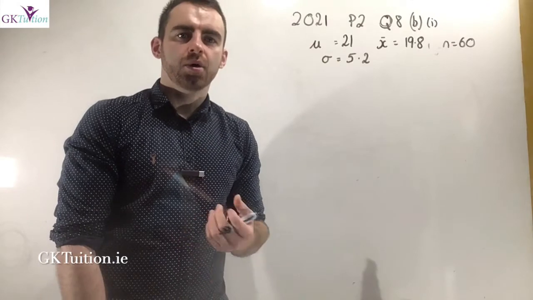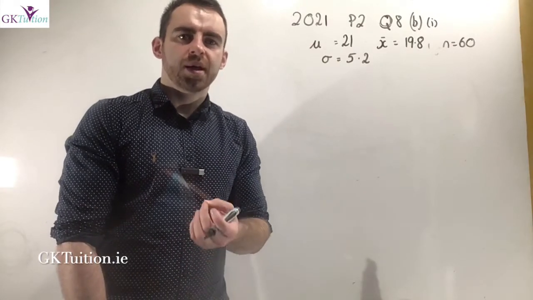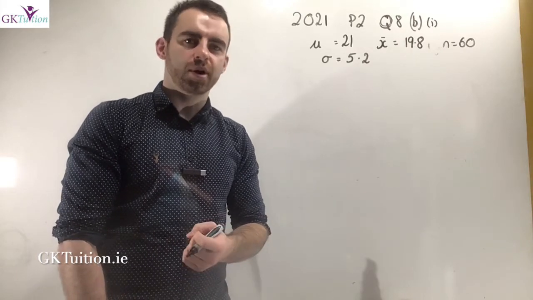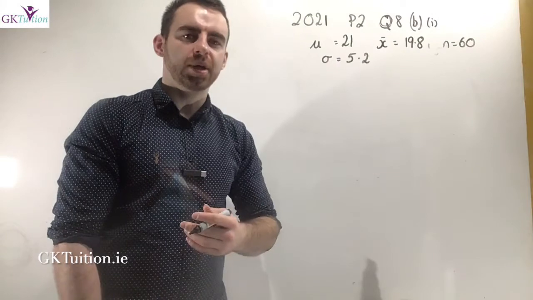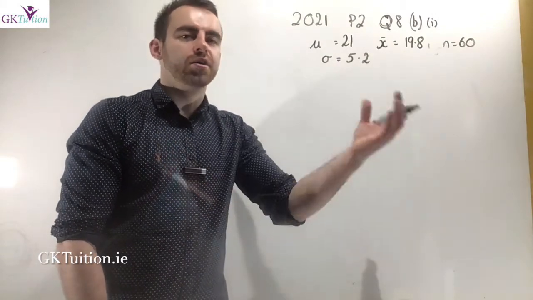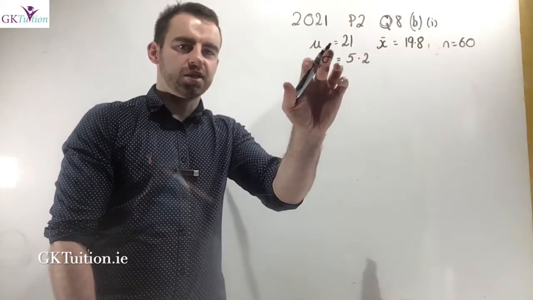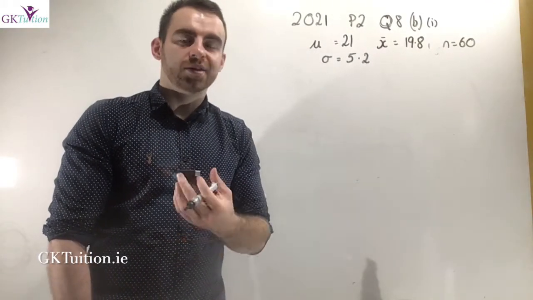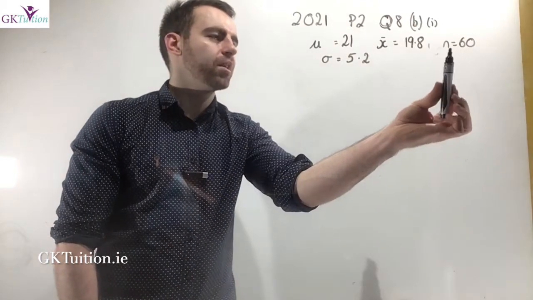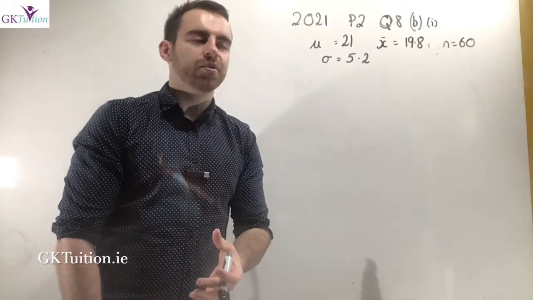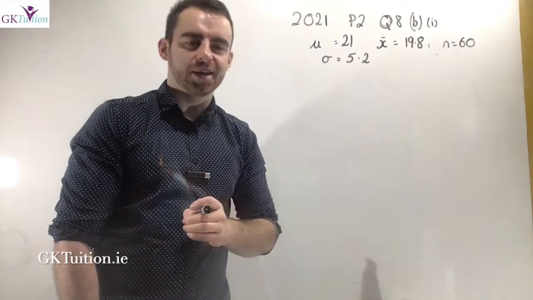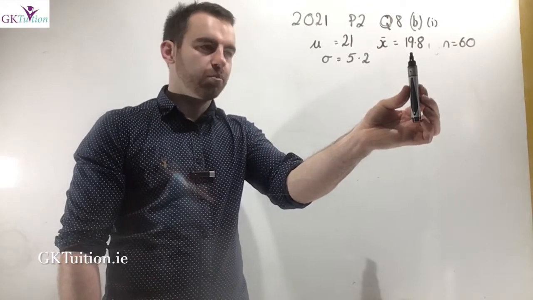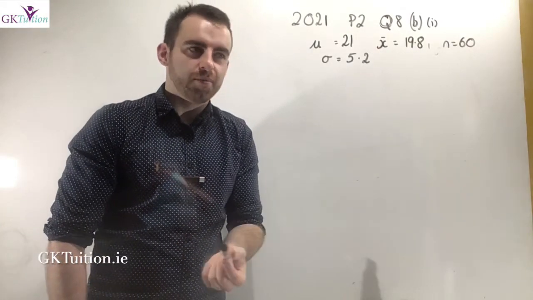Okay, in part B, we're told that a newspaper claims the amount of time that students spend studying outside of school each week is 21 hours. So that's our population mean, because the implication is that's all the students in the whole country, all the 6th years in the whole country, the average is 21, so that's our mu. We're told that a survey of 60 students is carried out, so the sample size is 60, and the average works out as 19.8 hours. So the average of the 60 students that was surveyed was 19.8, but the newspaper has claimed that the average is 21 hours.